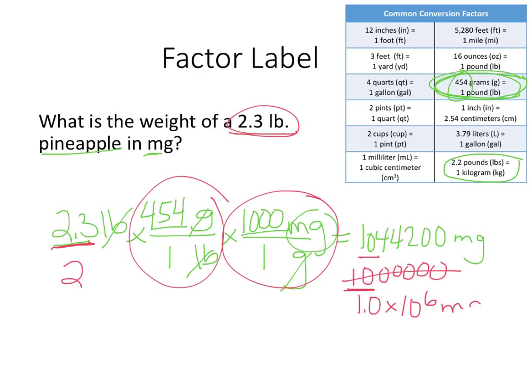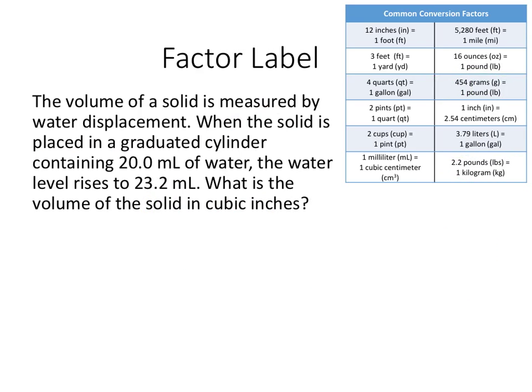And milligrams. Let's try another. So in this case, the volume of a solid is measured by water displacement. When the solid is placed in a graduated cylinder containing 20 milliliters of water, the water level rises to 23.2 milliliters. What's the volume of the solid in cubic inches? So first of all, what's the volume of the solid in milliliters?